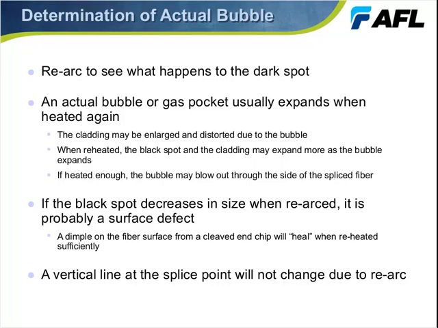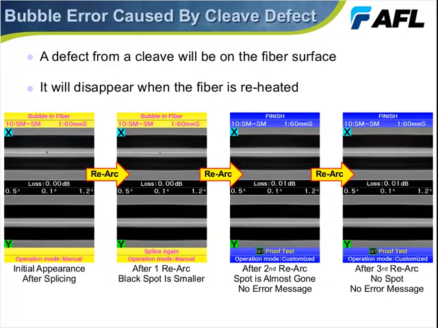Typically, if we do have a bubble or a gas pocket, if we heat the fiber enough, perhaps re-arcing several times, that bubble may expand and it may actually blow through the outside of the fiber. On the other hand, if the black spot decreases in size when we re-arc, then probably what we're doing is remelting the surface of the glass, and the defect is disappearing because it's not an actual bubble. So if we move on to the next slide, you can get a representation of that.